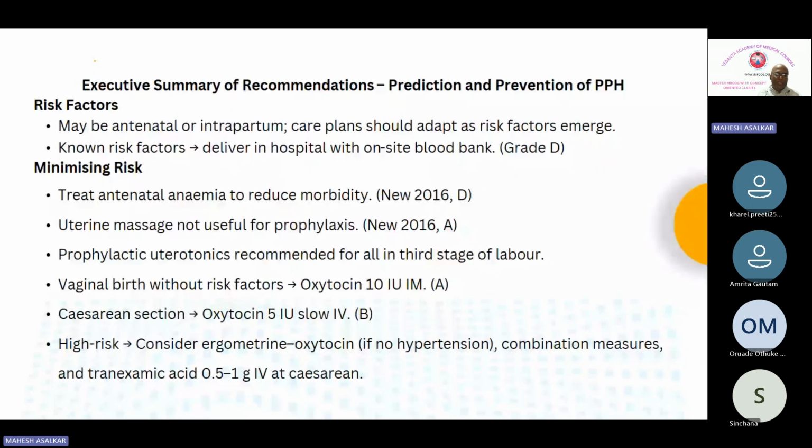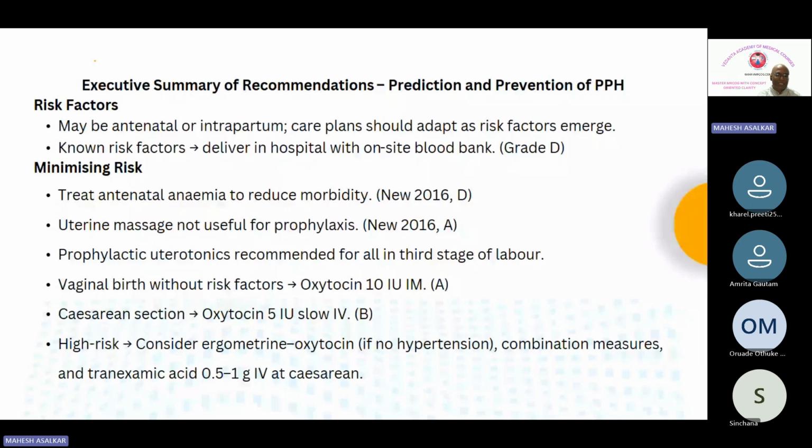So first, as usual in the Green Top Guideline, we have the executive summary recommendations regarding the prediction and prevention of postpartum hemorrhage. What are the risk factors? They may be antenatal or intrapartum. Care plans should adapt as risk factors emerge. If the patient is known to have some risk factor, it is better to deliver in a hospital with an on-site blood bank. So these patients should be guided to have a hospital delivery.